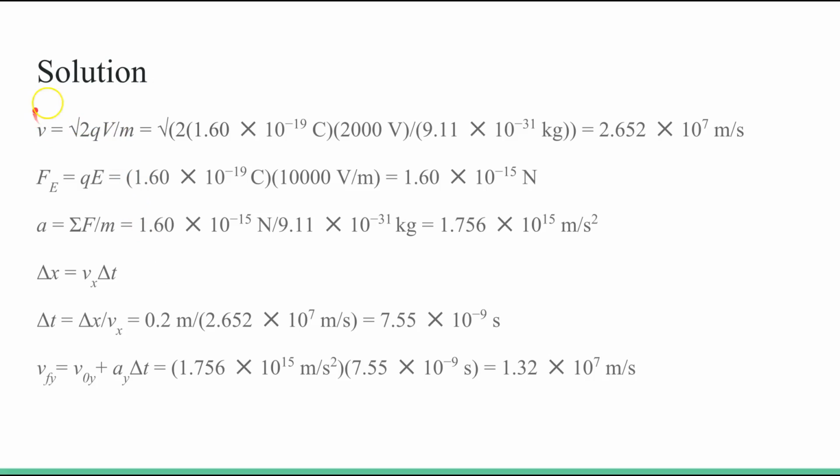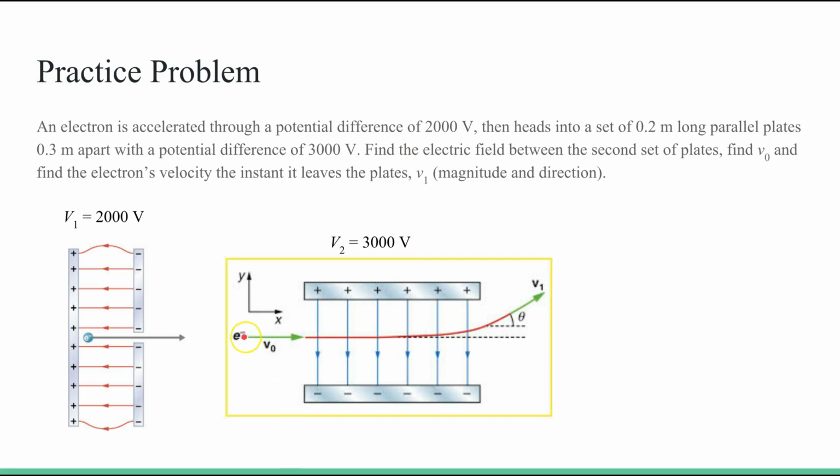you get this expression over here, square root of 2qV over m, and you could substitute the values given over here, take the square root, just remember that, and you get 2.65 times 10 to the 7th meters per second. Okay, so that's the velocity over here.